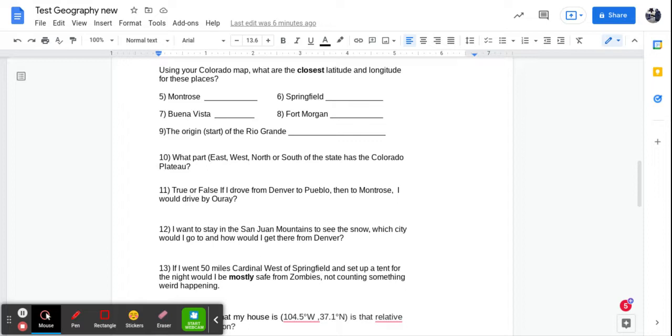Number 11, just circle true or false. If I drove from Denver to Pueblo, then to Montrose, I would drive by Ouray, Colorado. Is that true or is that false? If I drove from Denver to Pueblo, then to Montrose, would I drive by Ouray, Colorado?